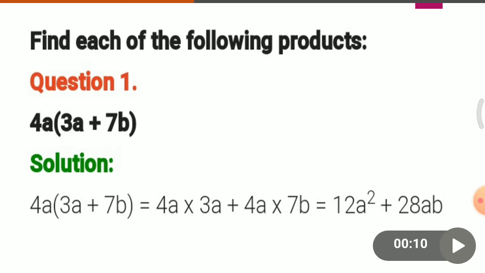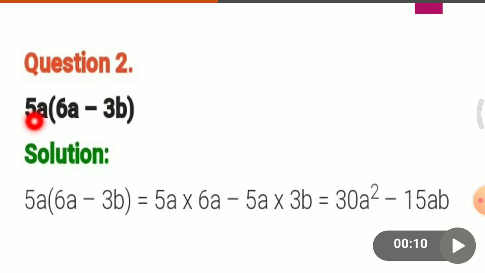Next is 5a in bracket 6a minus 3b. You write expanded form, so 5a multiply 6a minus 5a multiply 3b. After that you multiply 5 6s are 30a square, a power 1, so a power 2, minus 5 3s are 15, a and b, 15ab. So the answer is 30a square minus 15ab.